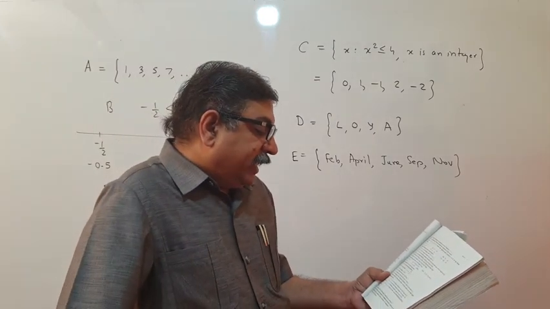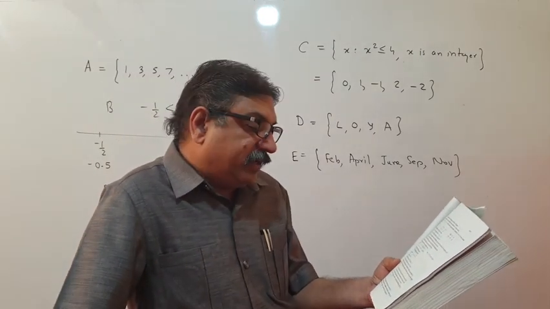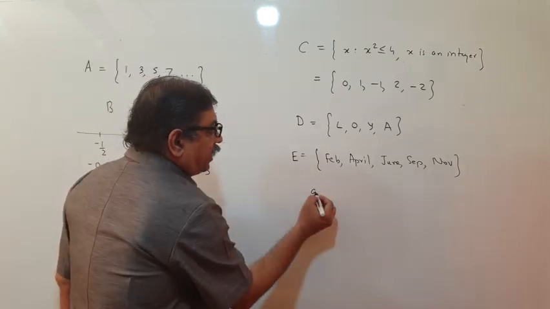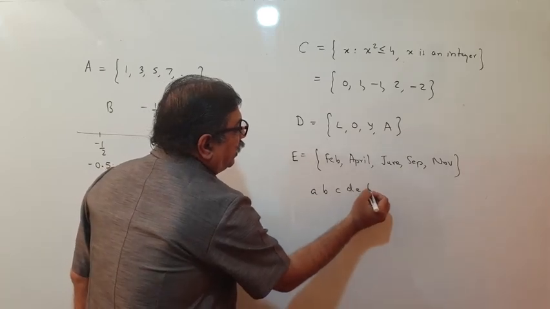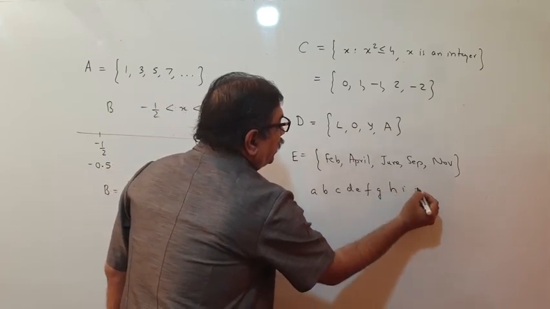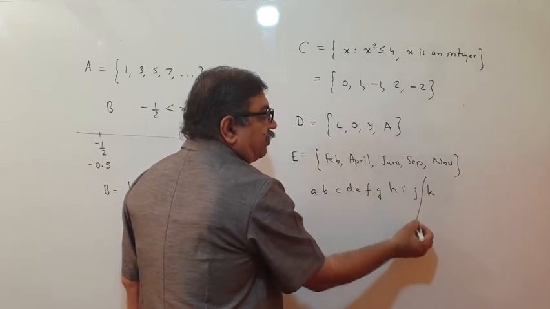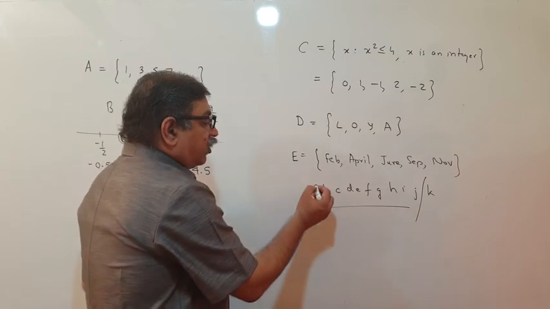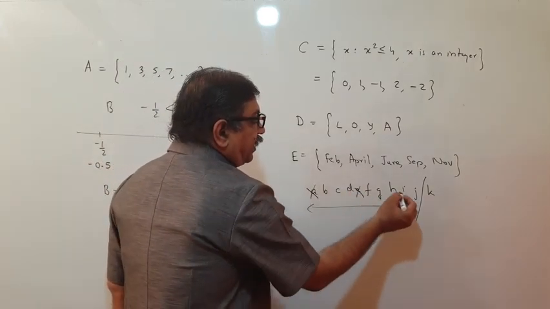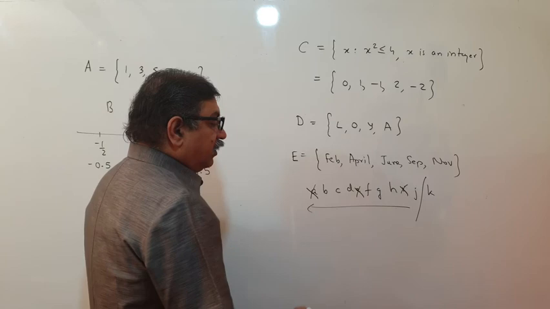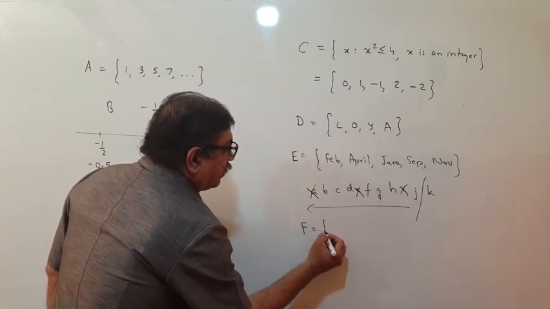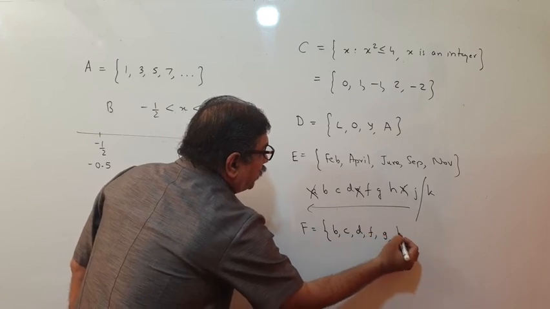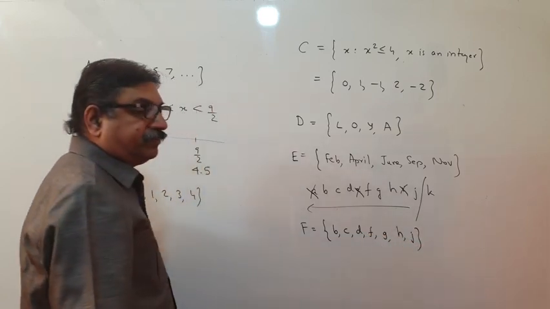Then, X is a consonant in the English alphabet which precedes K. Consonants in the English alphabet: A, B, C, D, E, F, G, H, I, J, K. Preceding K means coming before K from here. And we have to pick up only consonants. So I cannot pick up A, I cannot pick up E, I cannot pick up I. These are vowels. So that will be the set F. That will be B, C, D, F, G, H and J. Like this.